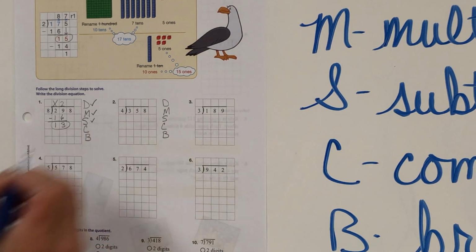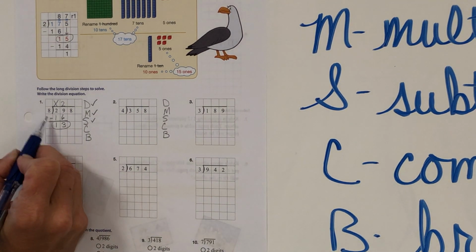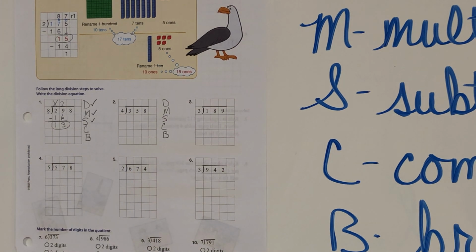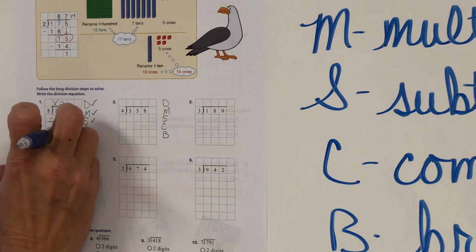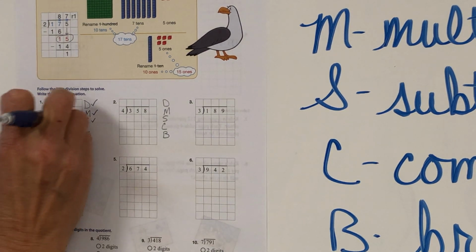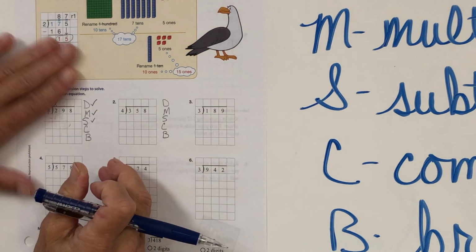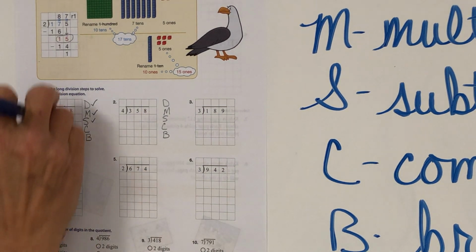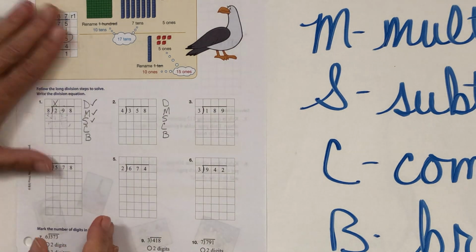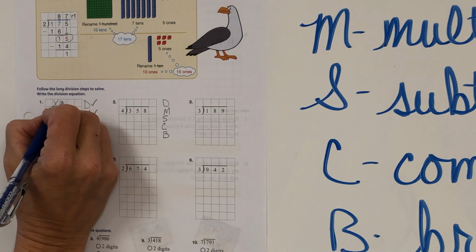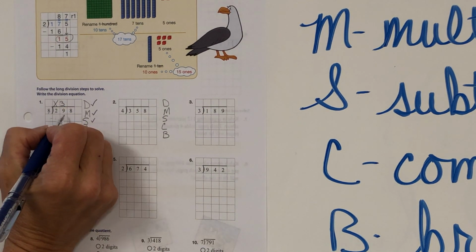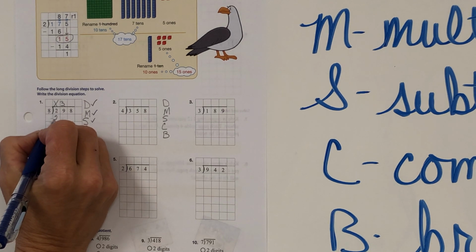Now I need to compare. 13 is not smaller than 8, so I made a mistake. So I'm going to go back and erase. Evidently, 8 will go into 29 one more time. So I'm going to put 3. 3 times 8 is 24.